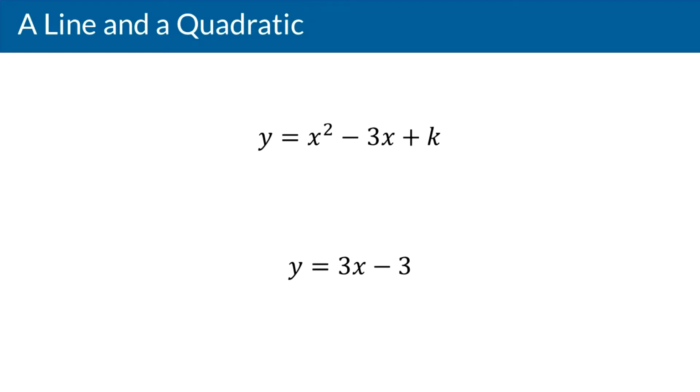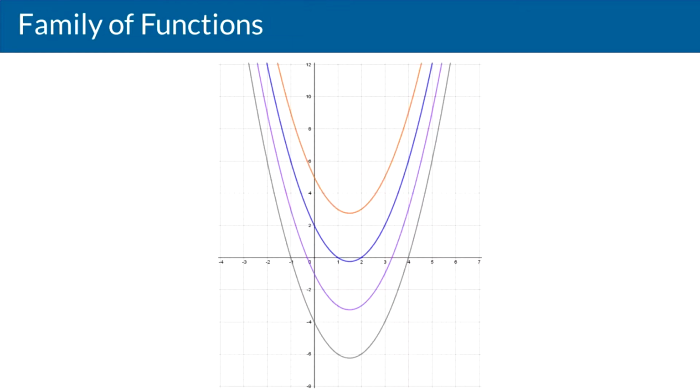Let's begin our second lesson on the discriminant by considering a line and a quadratic. The quadratic is y equals x squared minus 3x plus k. Because its constant term is a variable, we're actually looking at a family of functions, a bunch of different quadratics, each with a different y-intercept, depending on what the value of k is.